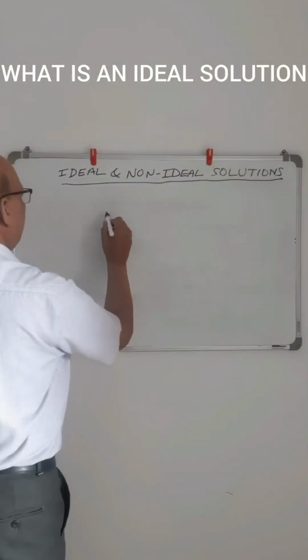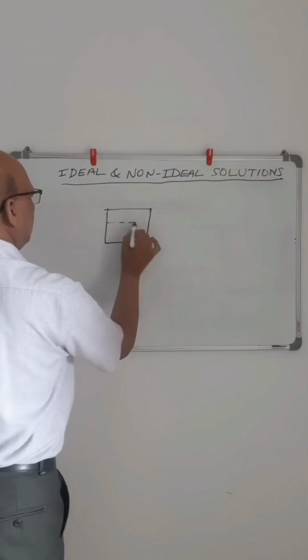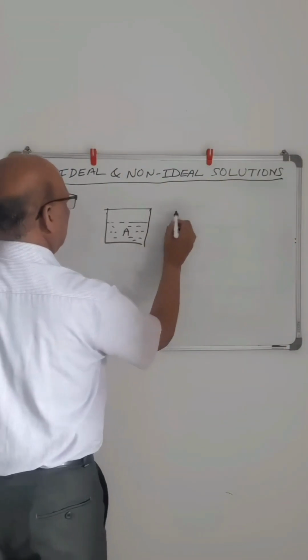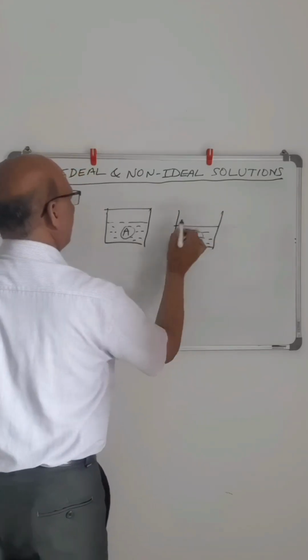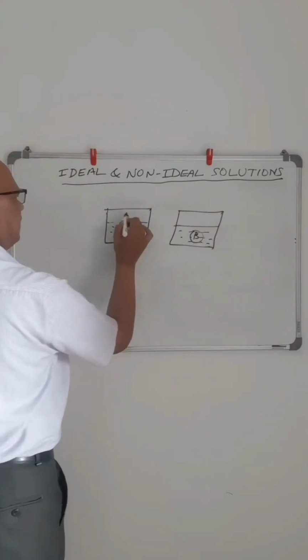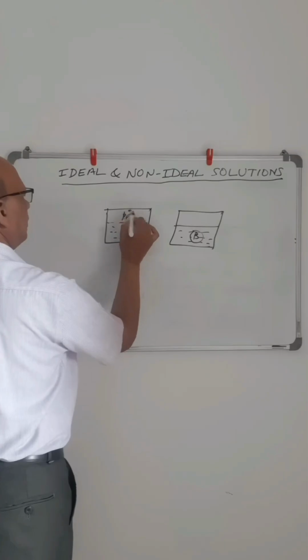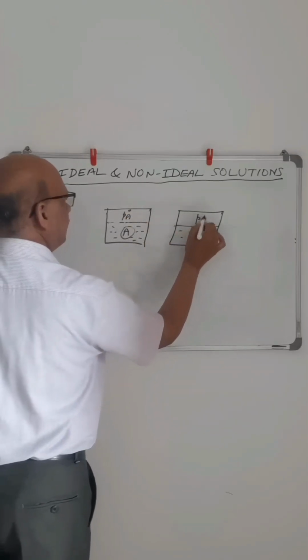We have two volatile liquids. One is A in this container and there is another volatile liquid B in another container. Suppose this is exerting a vapor pressure of PA0 and this is exerting a vapor pressure of PB0.